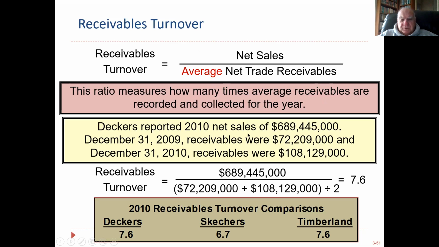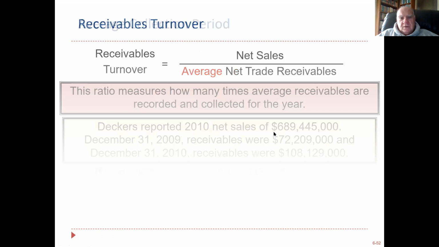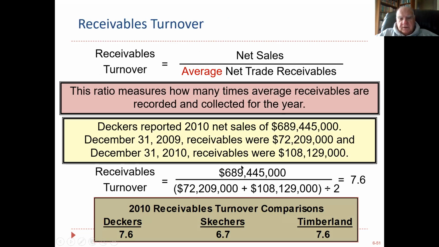Okay. So they're giving us the numbers. We had net sales, credit sales. That's important to remember. Credit sales of 689 million. Our beginning AR was this, our ending was this. We divide it out and we come up with the turnover, 7.6 turns. Well, you compare them to other shoe companies, we're exactly the same as Timberland, and we're a little bit better than Skechers. 7.6, what does that mean?